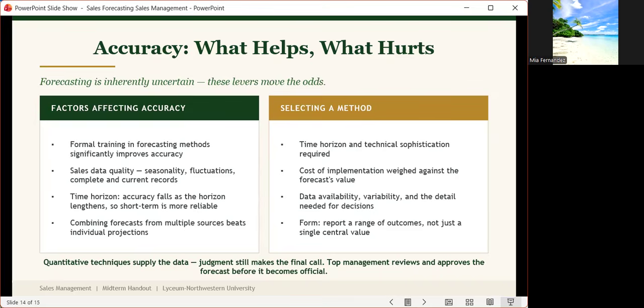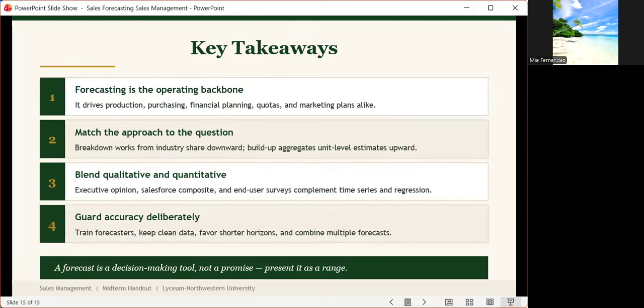Quantitative techniques supply the data, but judgment still makes the final call. And top management reviews and approves before it becomes official. That means the CFO checks whether it is financially realistic, but the president also checks whether it fits the expansion plan. So what are the key takeaways?